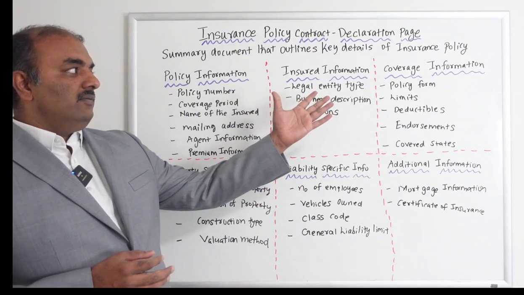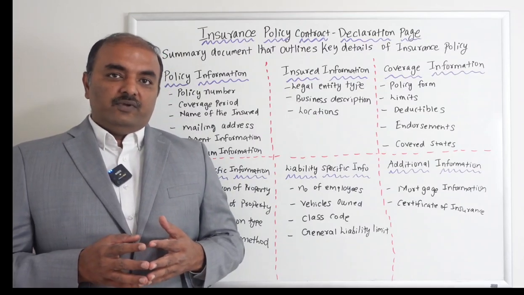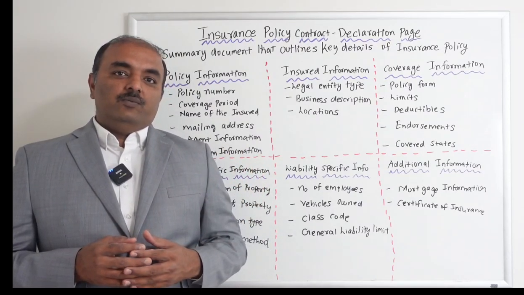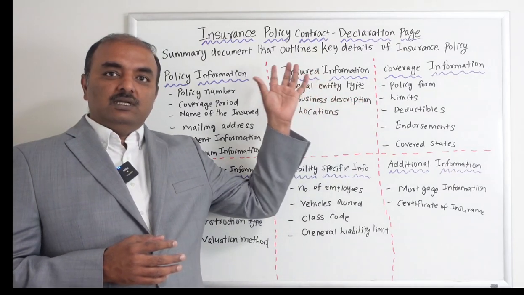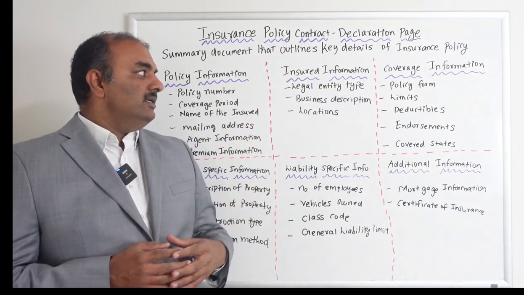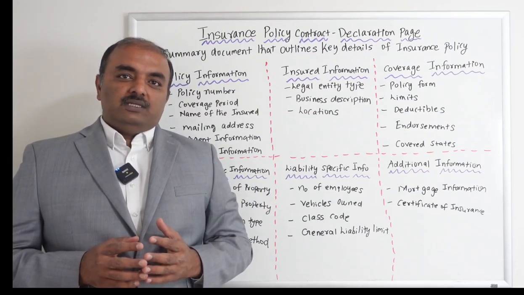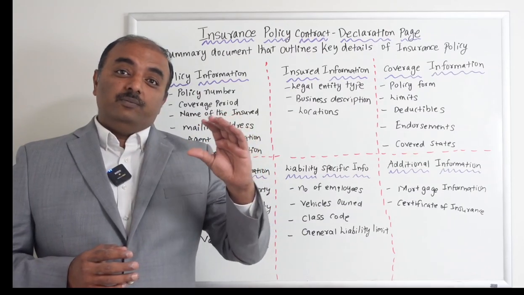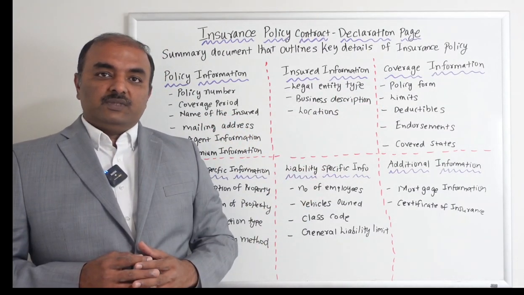Also, we'll have all the coverage information. You'll have different forms. For example, if you take a property policy, you may have builder's risk, you may have a property form, so the different forms that are part of this policy will be documented. Limits: what is the limit? Sometimes a policy can have limits at the policy level. Sometimes a policy can have limits at the location level or building level. Those kinds of details will be in the limit section.